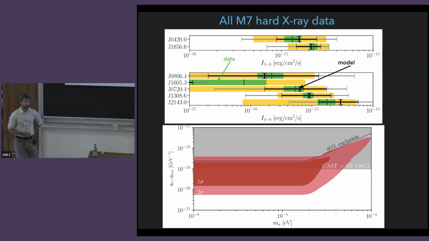Do you see similar excesses in different neutron stars? These are the only 7 that we have available to us. So eROSITA might give us more isolated neutron stars, but at the moment, there are only 7 nearby isolated neutron stars that we can point at.